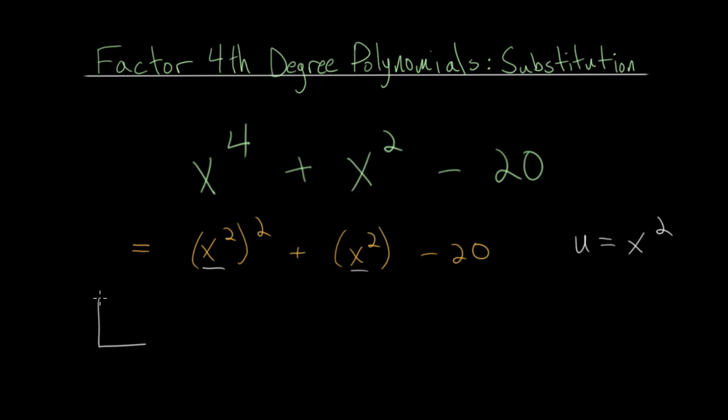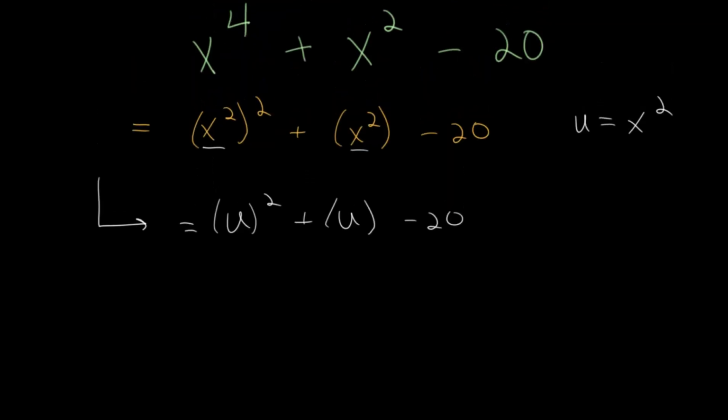And by doing this, we transform this fourth degree polynomial into u squared plus u minus 20. And this right here is a quadratic. And we can factor this using the techniques we've learned for factoring quadratics. So let me just make a little bit of room here. And we can factor this as a product of two binomials. Or we can at least attempt to do that. And if it doesn't work, then we can factor this using the quadratic formula.